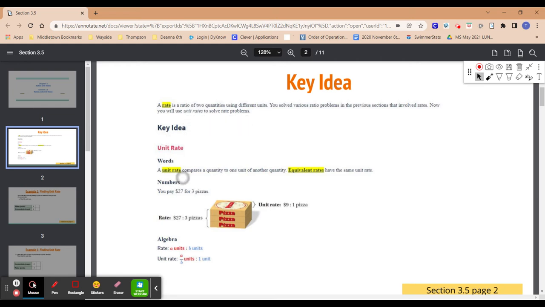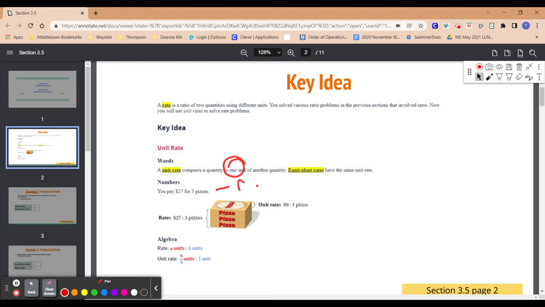And so we have our key idea, and we're going to talk about unit rate. A unit rate compares a quantity to one unit of another quantity. So that number is a key number that we're going to be looking for, that number 1. Equivalent rates have the same unit rate. So when we're actually using a rate, this is actually considered a rate right here.